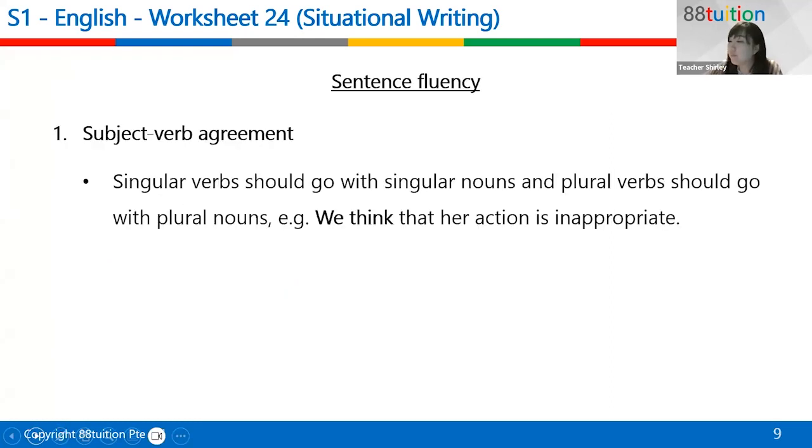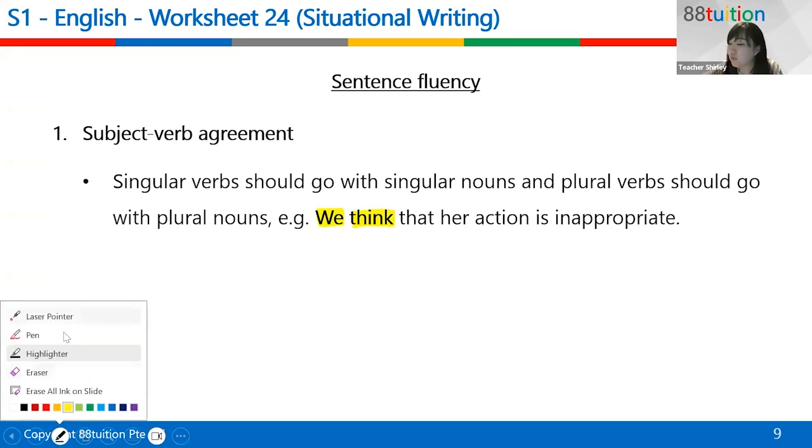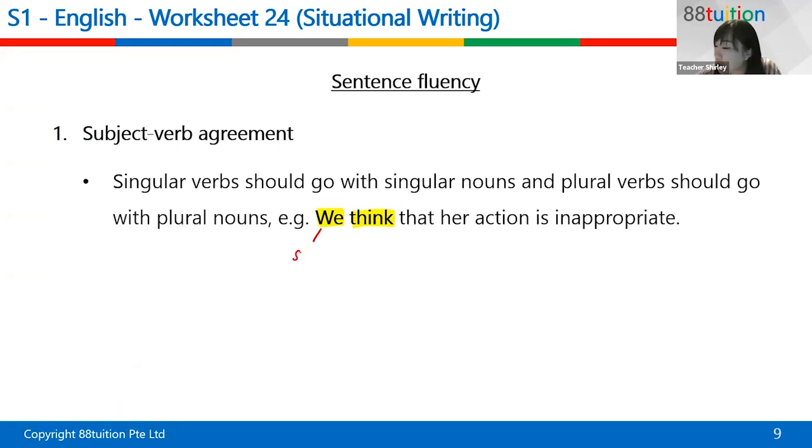So subject-verb agreement: singular verbs should go with singular nouns and plural verbs should go with plural nouns. That's what we mean by subject-verb agreement. For example, "We think that her action." We is a plural noun. It should go with a plural verb. So that's called subject-verb agreement, because what's the subject? The subject is we. The verb is think.